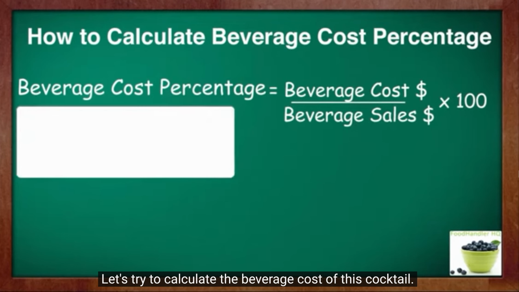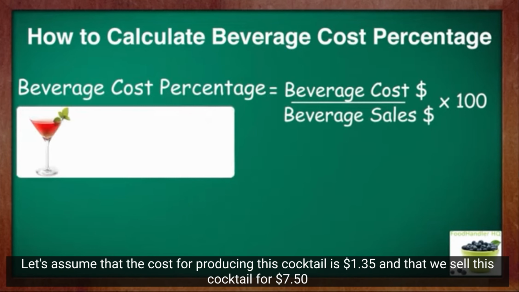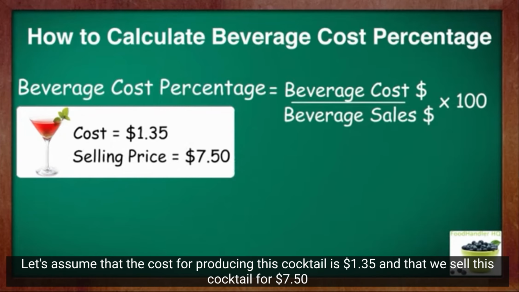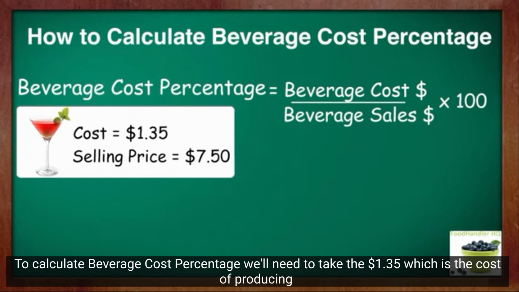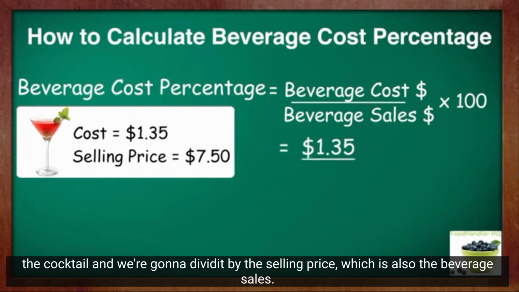Let's try to calculate the beverage cost of this cocktail. Let's assume that the cost for producing this cocktail is $1.35 and that we sell this cocktail for $7.50. To calculate the beverage cost percentage, we'll need to take the $1.35, which is the cost of producing the cocktail, and we're going to divide it by the selling price, which is also the beverage sales.